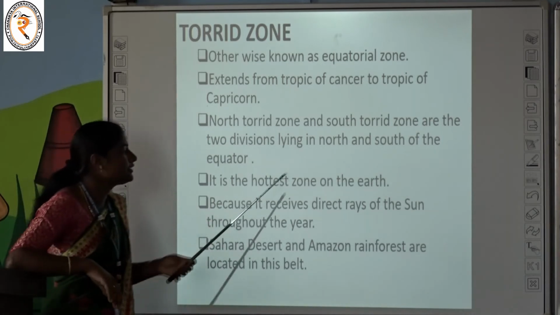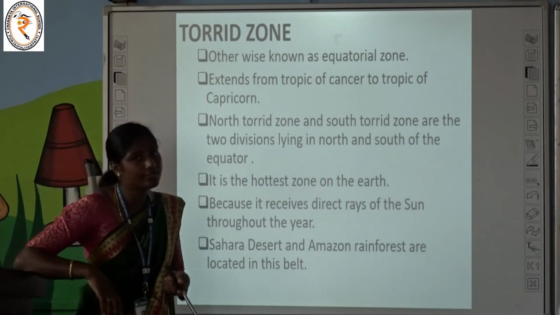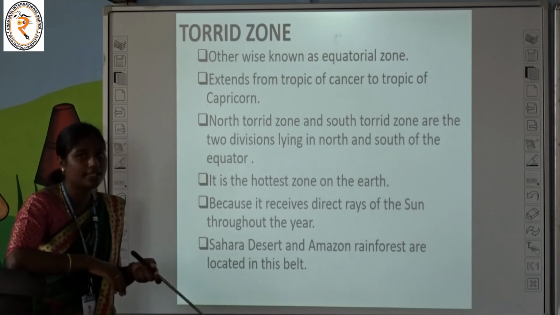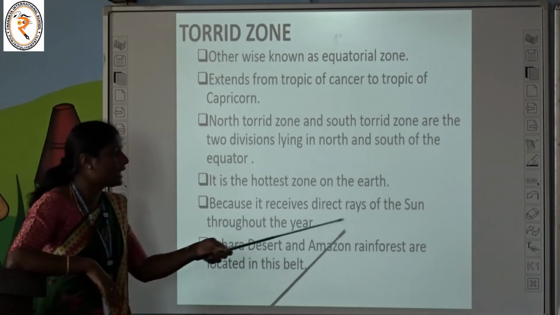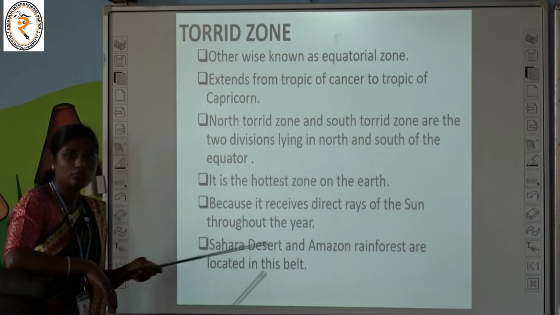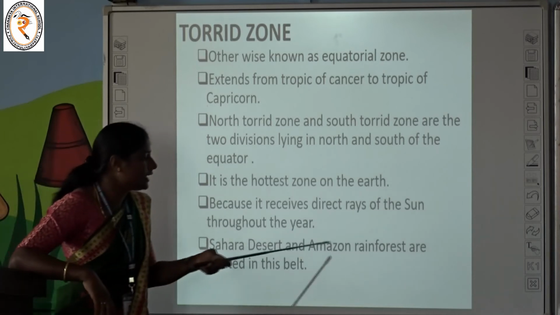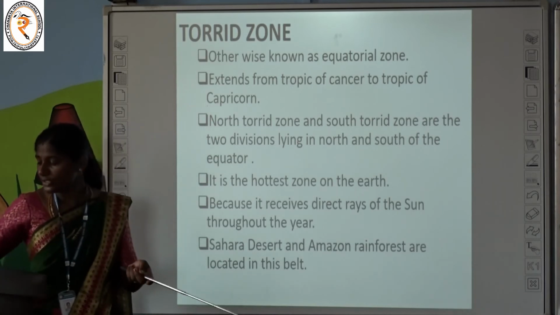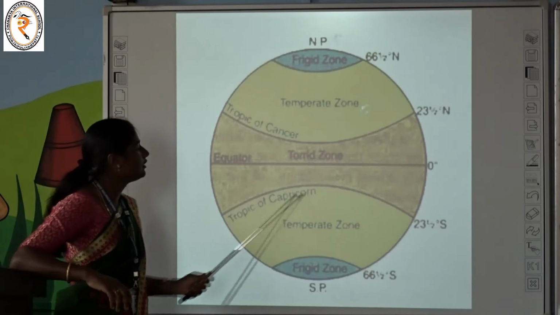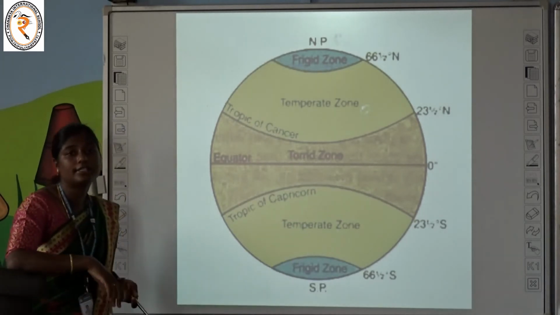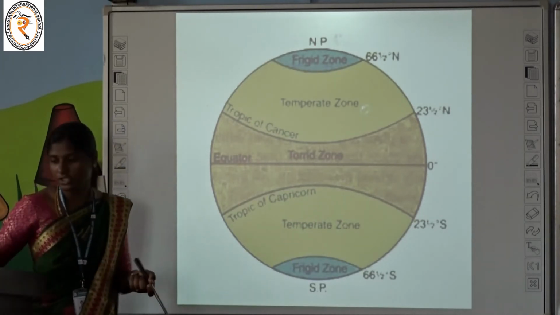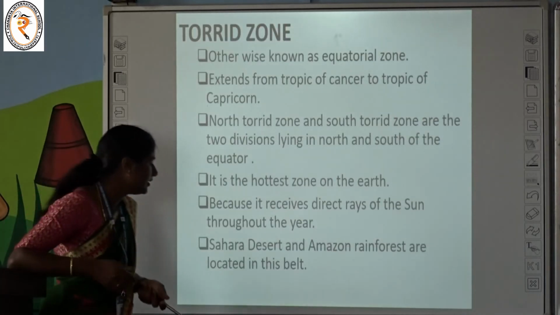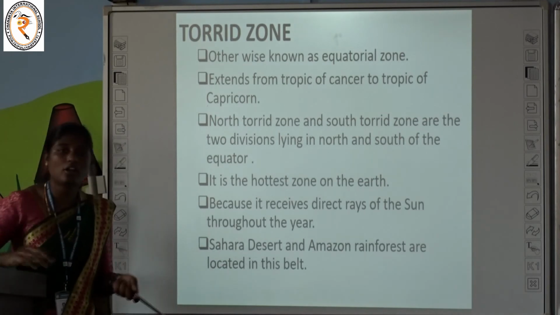And it is the hottest zone on the earth, because the sun rays fall directly towards the equatorial zone, and it receives direct sun rays throughout the year. And Sahara Desert and Amazon rainforest are located in this belt. So in this area only the Amazon rainforest and the Sahara Desert are present, which is too hot, and the Amazon rainforest gets heavy rain. So can you understand which is torrid zone, children?